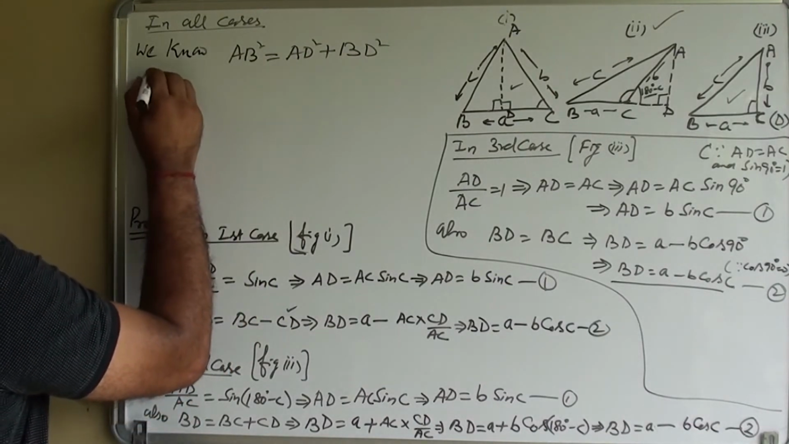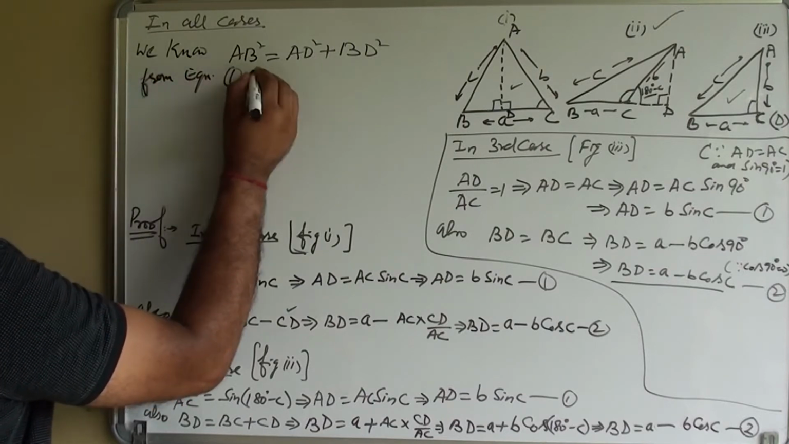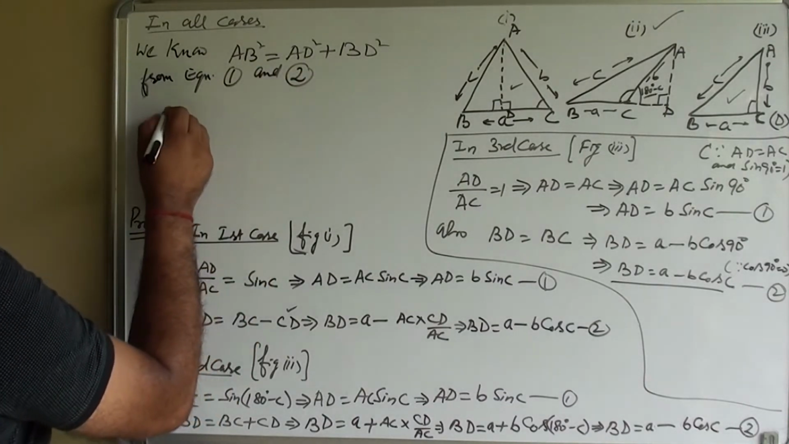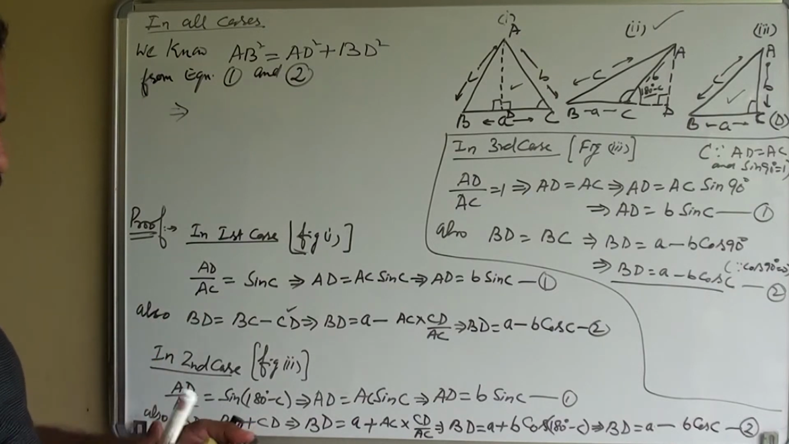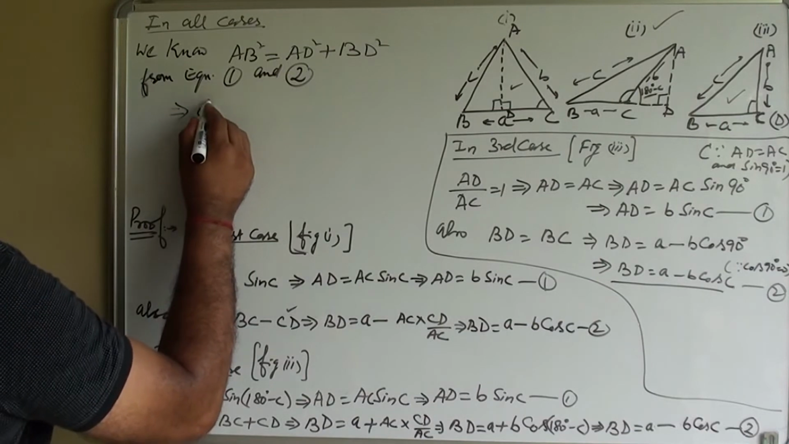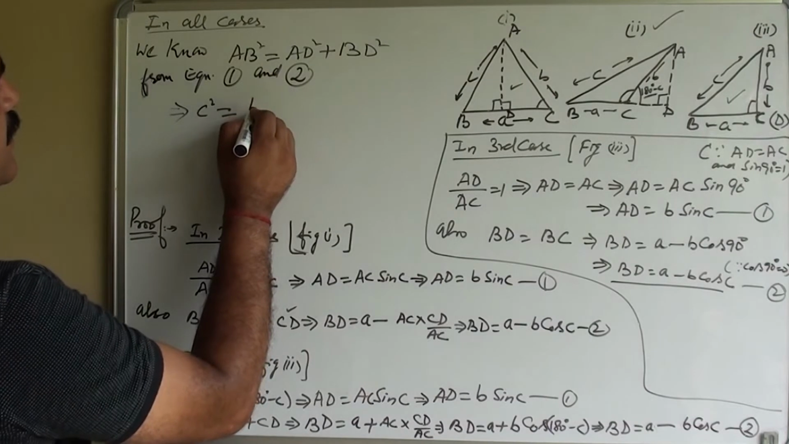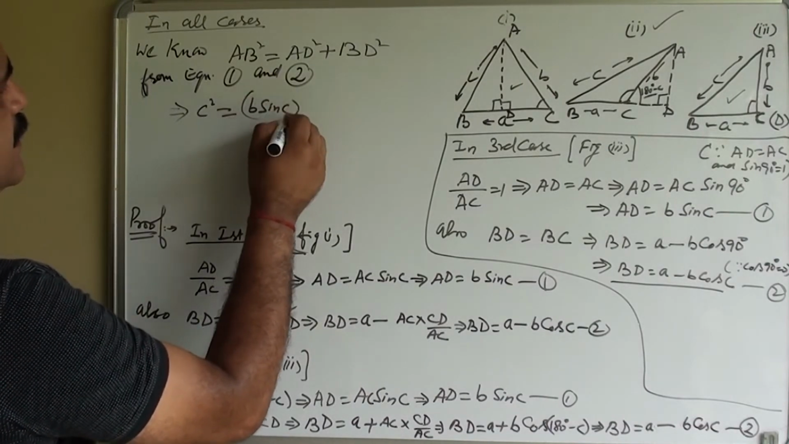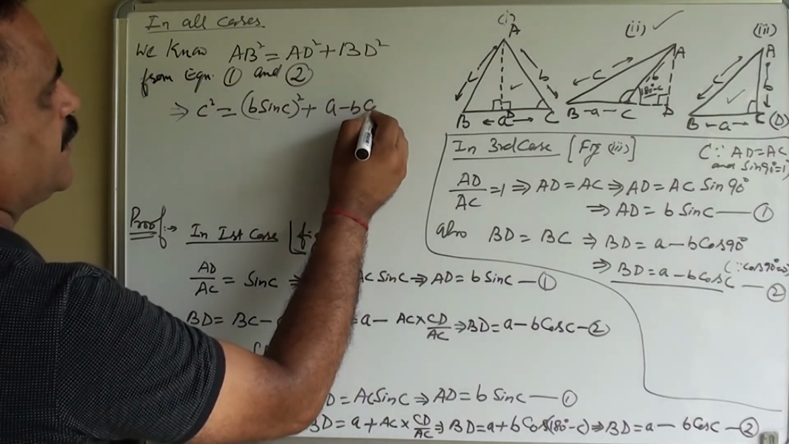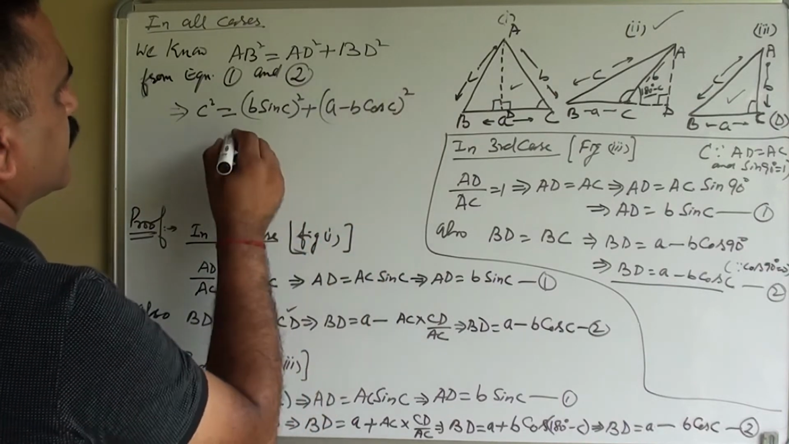From equation 1 and 2, now substitute the value. What is the value of AB square? That is equal to C square. C square is equal to AD, AD is B sin C, B sin C whole square plus A minus B cos of C whole square.